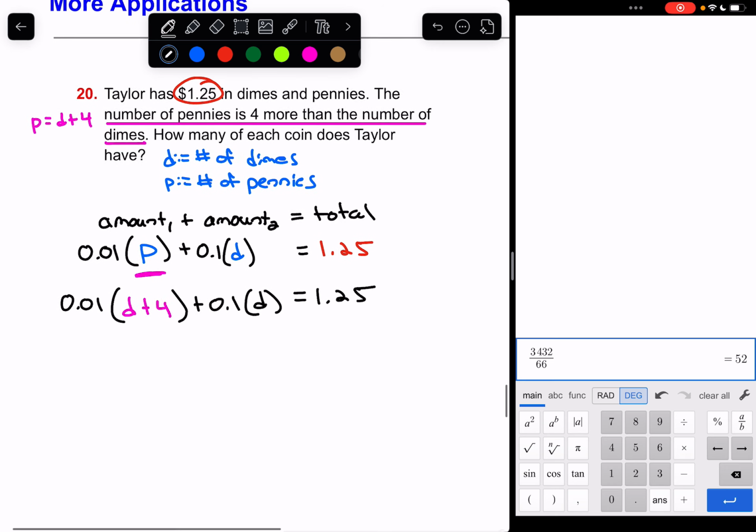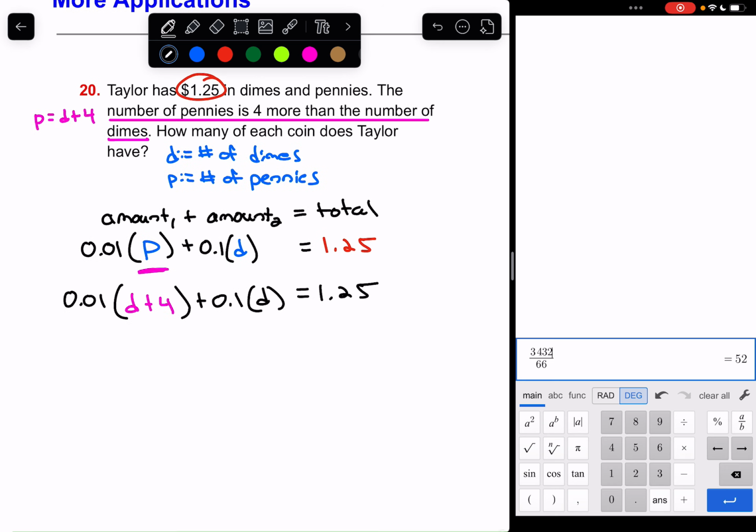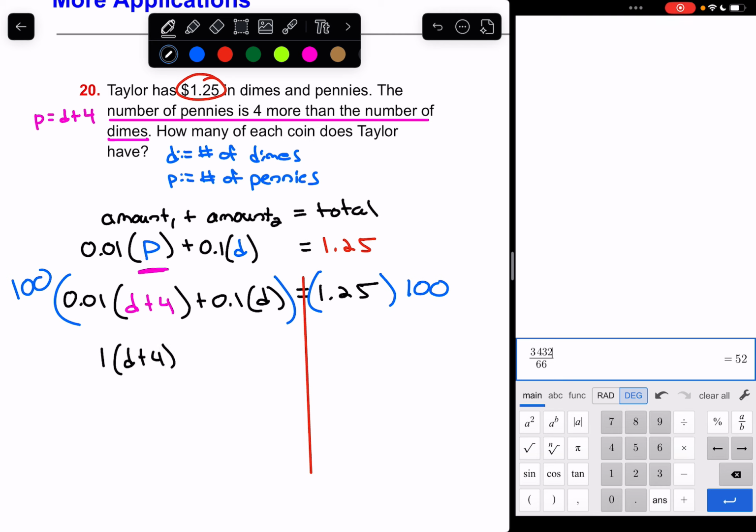In this lesson, we learned how to get rid of decimals in the problem. The most amount of decimals I see is 2. We have 2 decimal places on the left and 2 on the right. So if I multiply everything on the left by 100 and everything on the right by 100, I'm no longer going to have to deal with those decimal places. Instead, 100 times 0.01 is just 1, so I'm going to get 1 times D plus 4. 100 times 0.1 is going to give me 10, and that's times D.